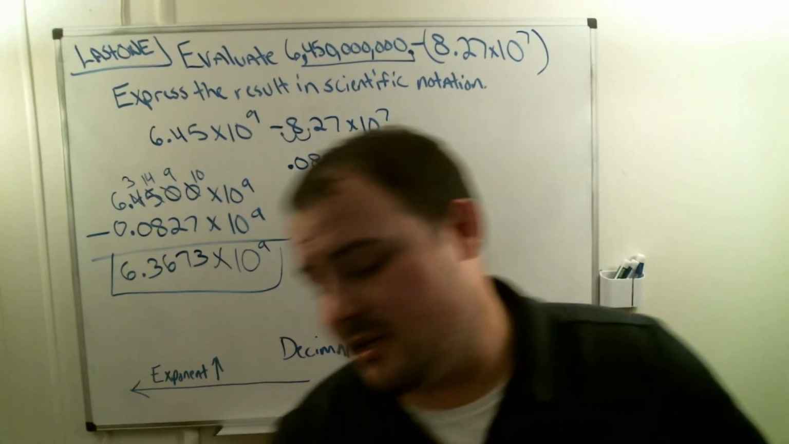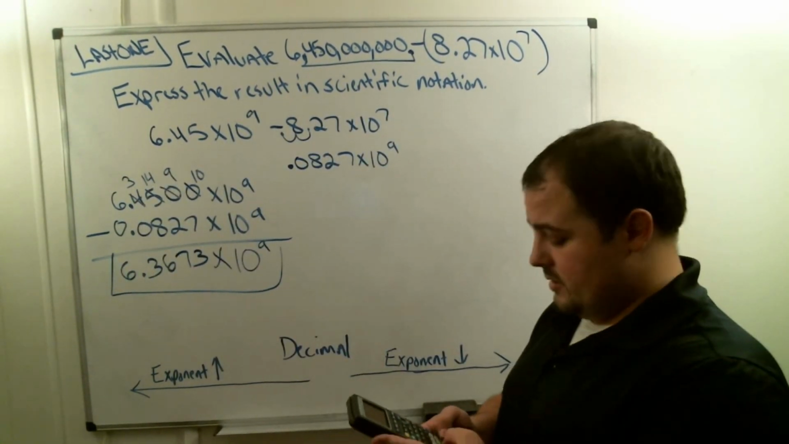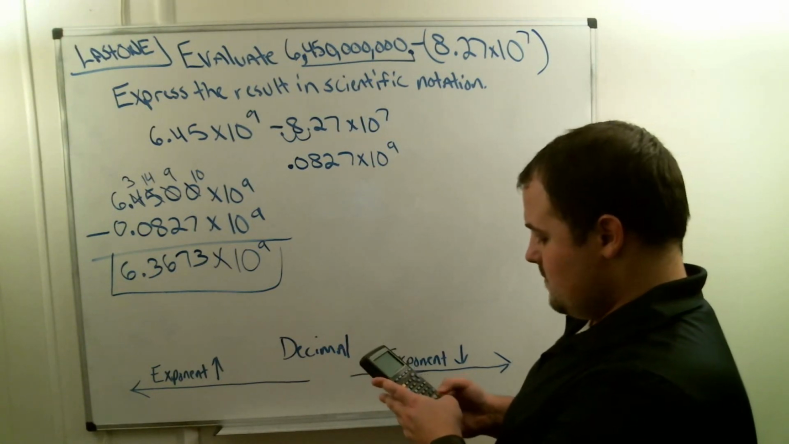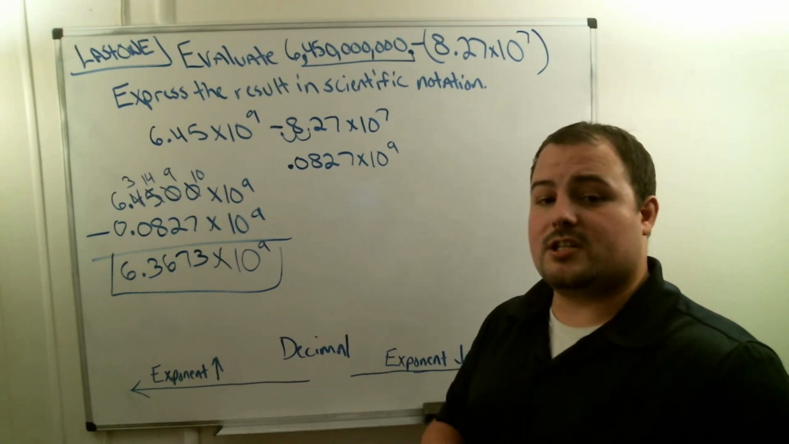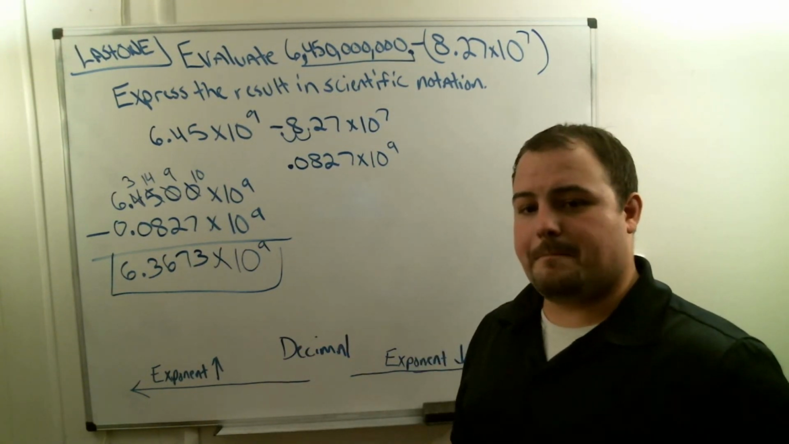I'm going to go ahead and check that in the calculator by typing in those numbers subtracting. So 6.45 minus 0.0827, and I do get exactly what we see here. 6.3673 times 10 to the 9th power.